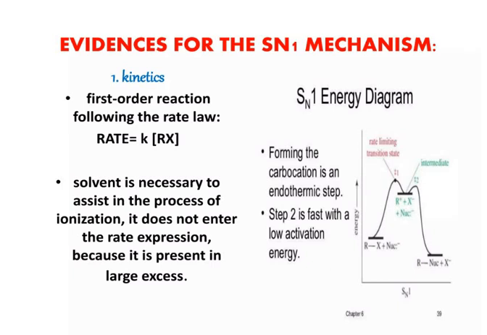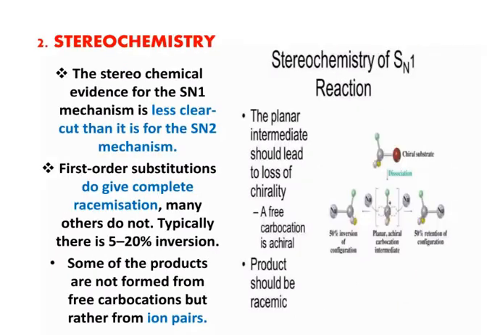So, evidence for the SN1 mechanism. Kinetics: you can see a first order reaction following the rate law, rate = k[RX]. Solvent is necessary to assist in the process of ionization. It does not enter the rate expression because it is present in large excess. In the SN1 energy diagram, you can see forming the carbocation is an endothermic step, and step 2 is fast with a low activation energy.